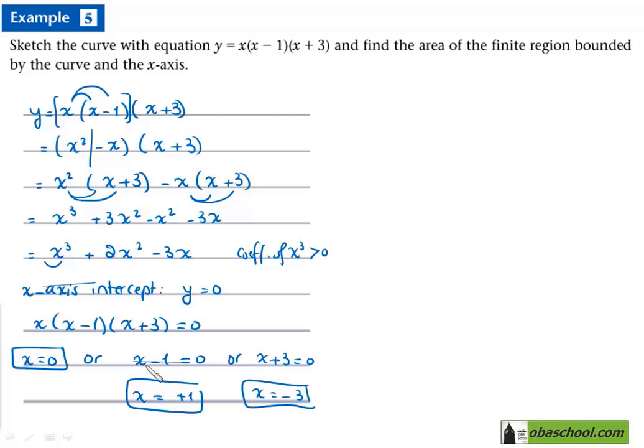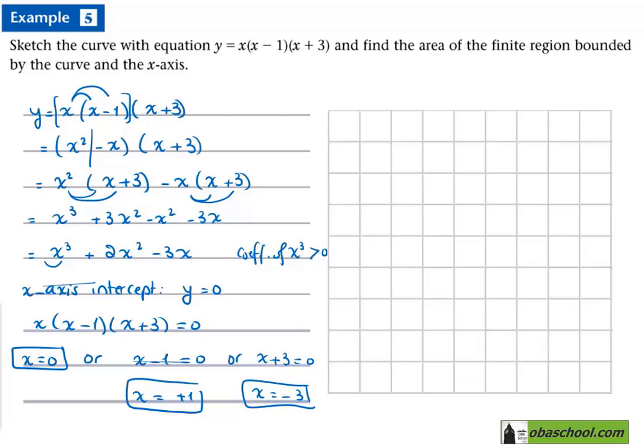Now we go to the graph and we draw the axes, the x and the y. Okay, now we need to assign the points. The first point is when x is 0, y is 0, so here. For x equals plus 1, the y is 0, so here. For x equals minus 3, the y is 0, so here. Now we found the x-axis intercepts.